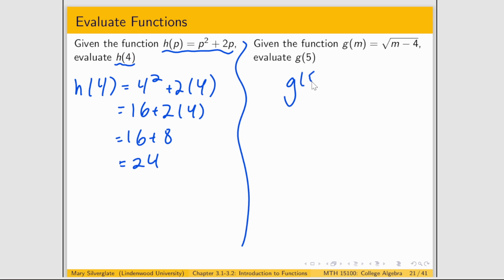So if I'm asking you to find g of 5, that's asking you everywhere you see the input m, replace it with a 5. In terms of order of operations, what's underneath the square root is like a parenthesis, so it's asking you to do 5 minus 4 first to get you 1, and then the square root of 1 is 1.